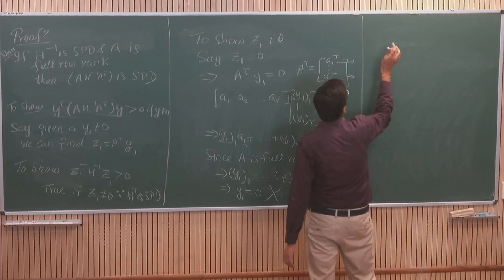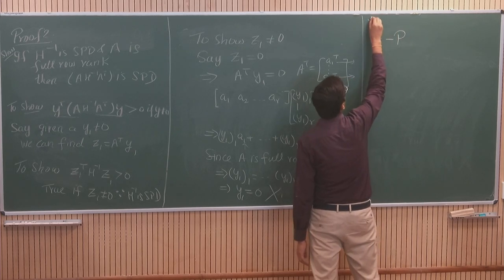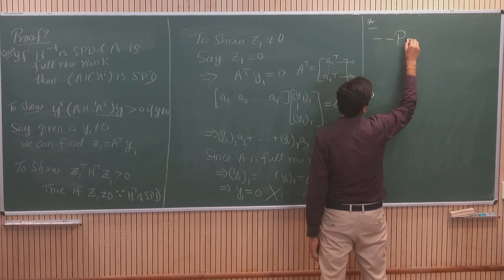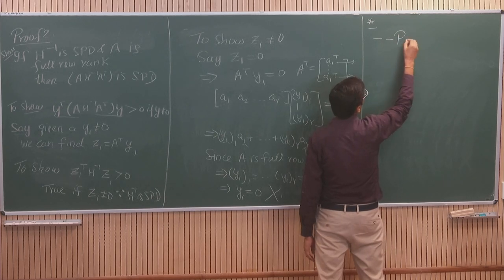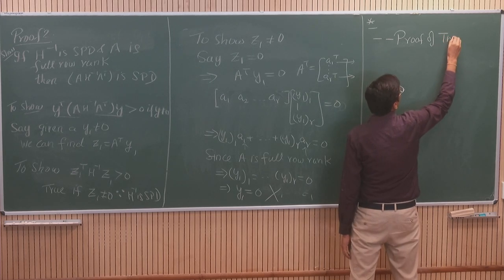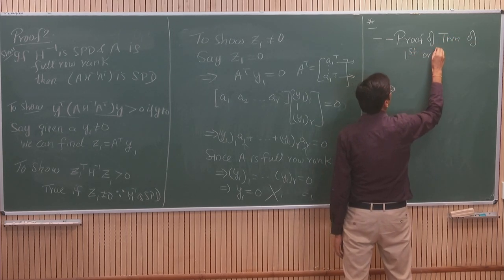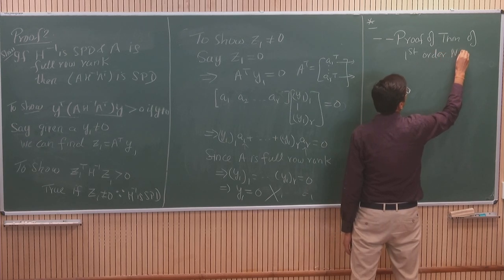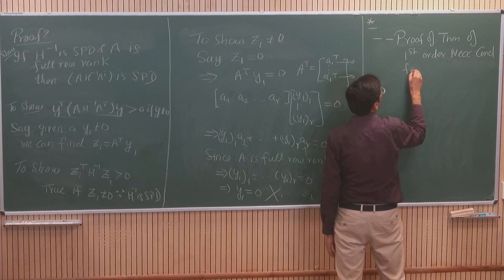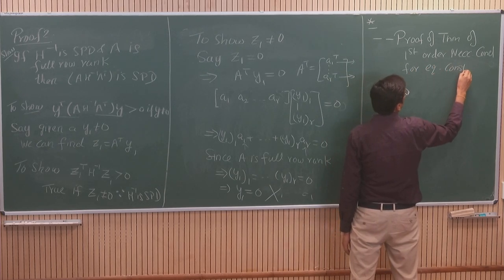Okay. So the last thing which we do today is, usually I use star for a big heading, dash for a smaller one, and a double dash for a subheading, if you're confused why I'm putting dash. So proof of theorem of first order necessary condition for equality constraint problem.